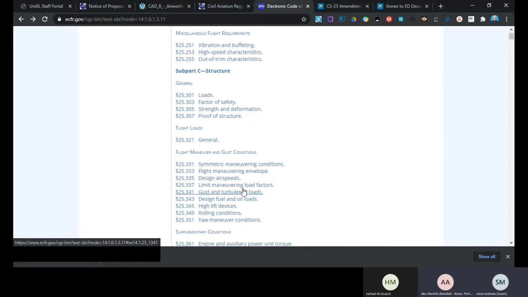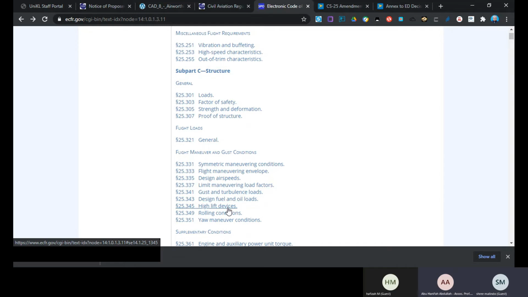gust and turbulence. Design fuel and oil load. So fuel is a mass. Oil has a mass. So the mass of fuel, the mass of oil must be considered as part of the load. So there are two loads here. The load by the air load, also the load by the mass of the item itself. And the load that you receive when the aircraft hits the ground. So those are three loads you must consider in this design.